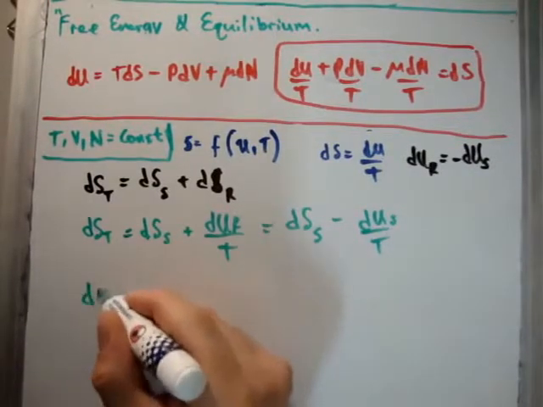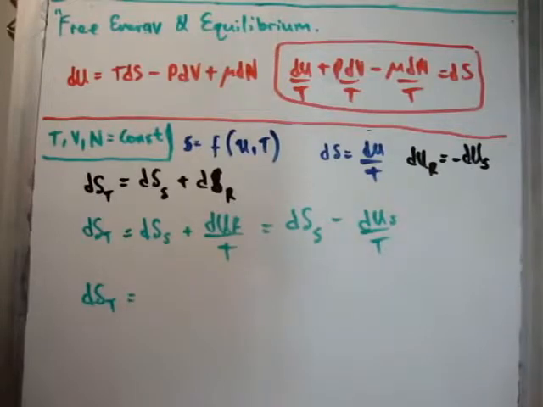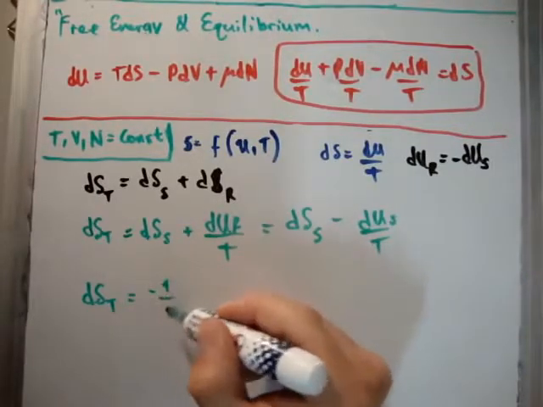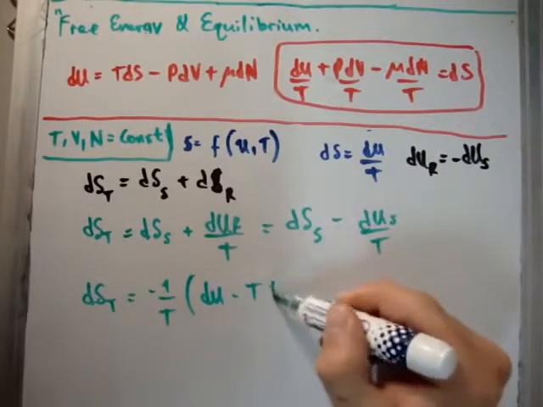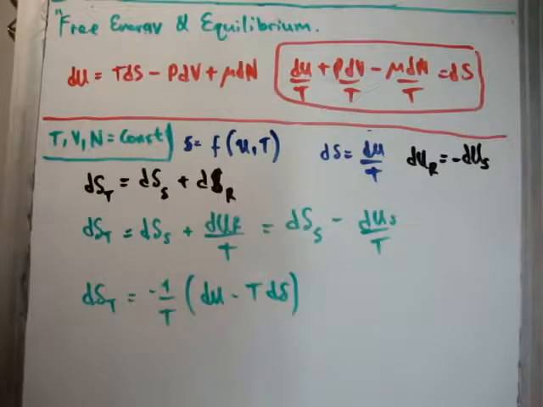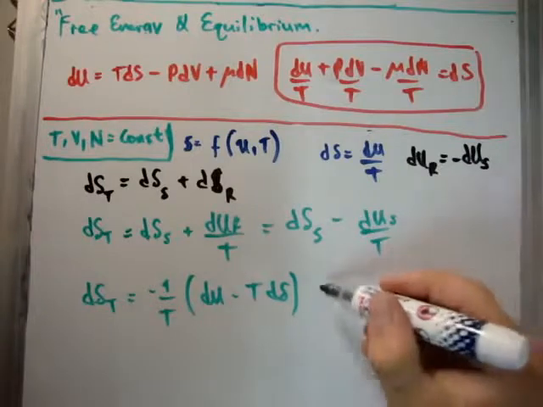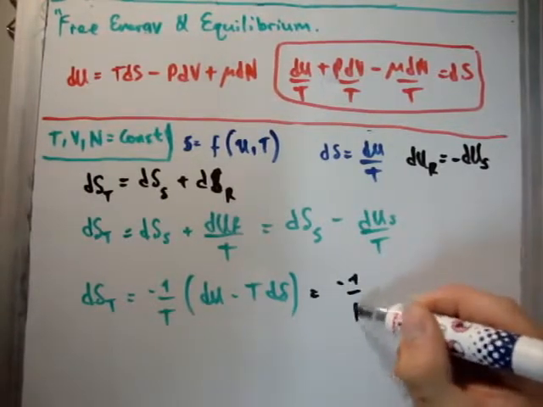So we can say that the change in the total universe's entropy is going to be minus 1 over T. This is a bit of a sleight of hand. We're going to have dU minus T dS. Now you may or may not recognize this as the change in the Helmholtz free energy.